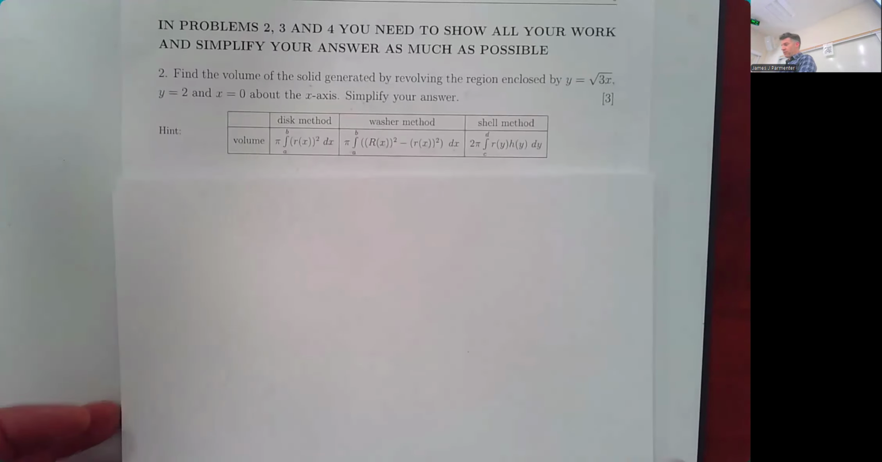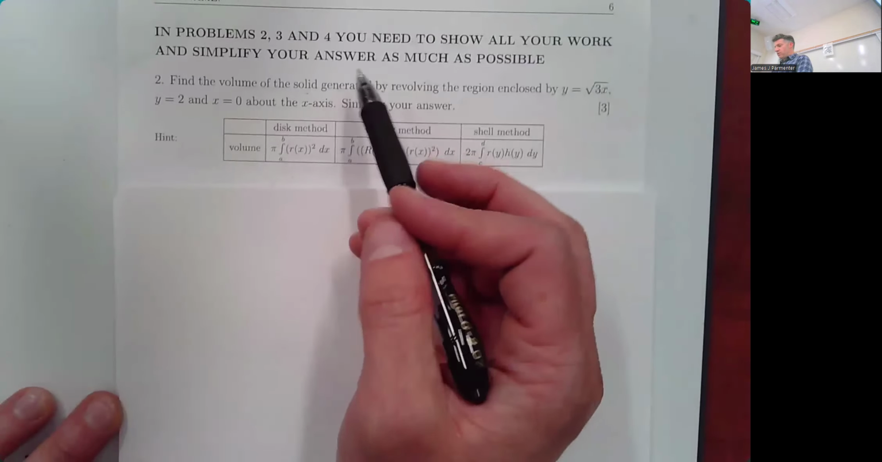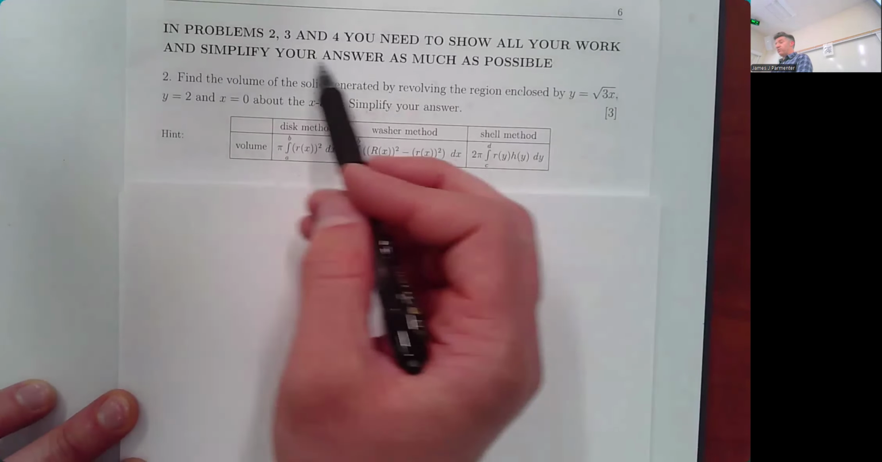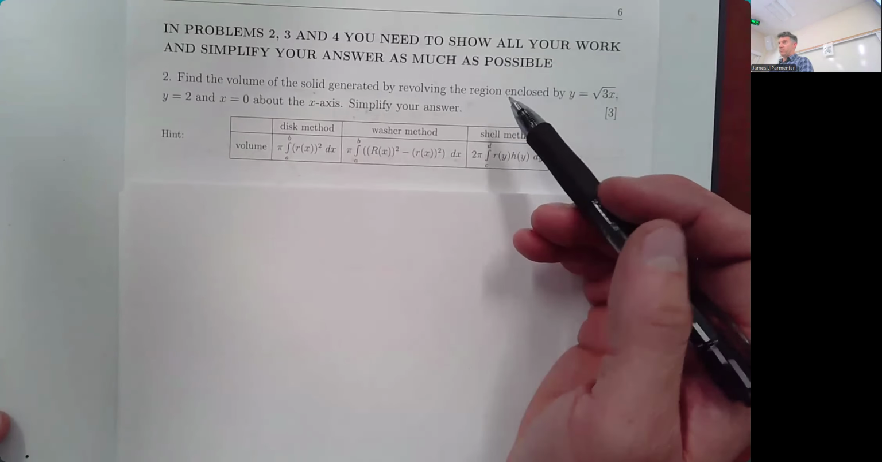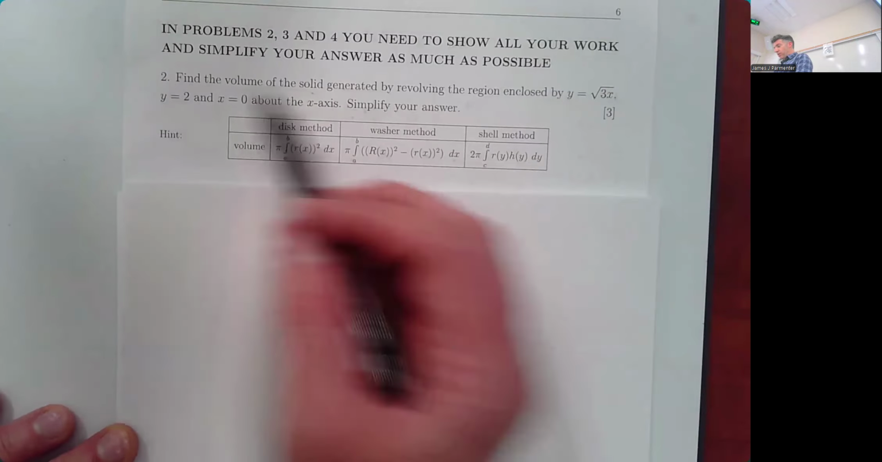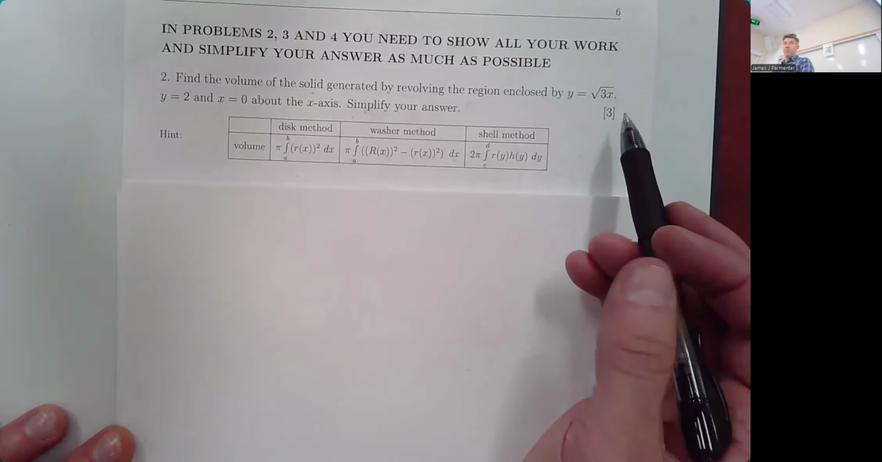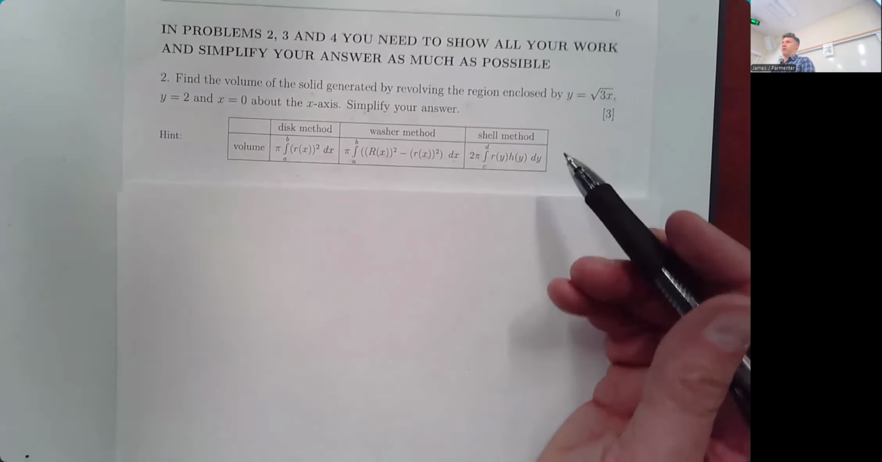So let's read the very bold capitalized instructions here. In problems, I feel like I'm being yelled at. In problems 2, 3, and 4, you need to show all your work and simplify your answer as much as possible. Okay, so there's some simplifying that we actually have to do. All right. So problem 2, worth 3 points. But again, 3 points is 10% of this exam. So don't look at the 3 and be like, oh, it's not that much. It's still a significant amount of points.